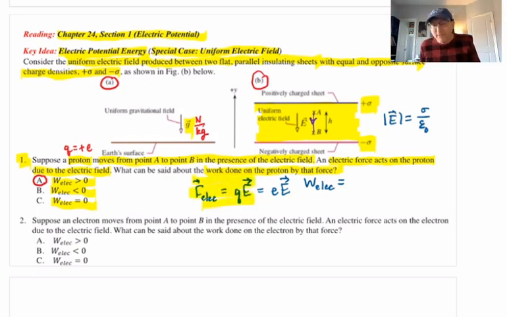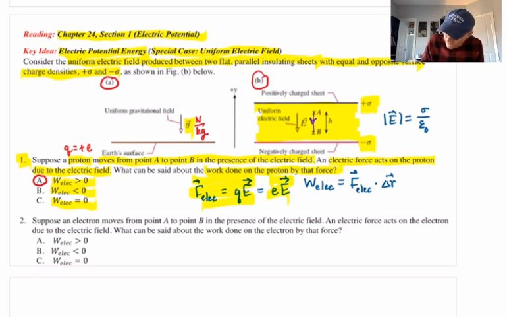How do I know that? From that formula, there or there. Because the proton is immersed in a uniform electric field, the same everywhere. So the force is the same everywhere. When the force is constant, the formula for calculating its work is the force dotted into the displacement. That's a dot product of two vectors.